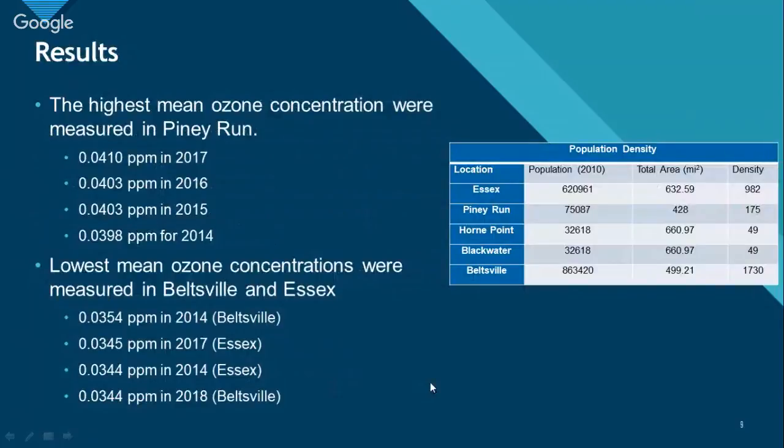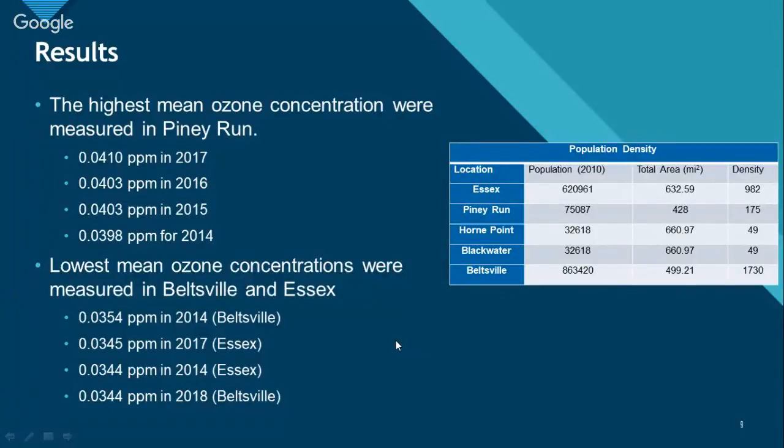So for the results, what I found was that the highest mean ozone concentrations were measured in Piney Run. If you remember on that map, Piney Run is the monitoring station located in Western Maryland. And that's in a relatively rural area, as you can see on this table here. Piney Run has a low population density compared to Beltsville and Essex. But 4 of the top 5 highest annual mean concentrations were measured at Piney Run.